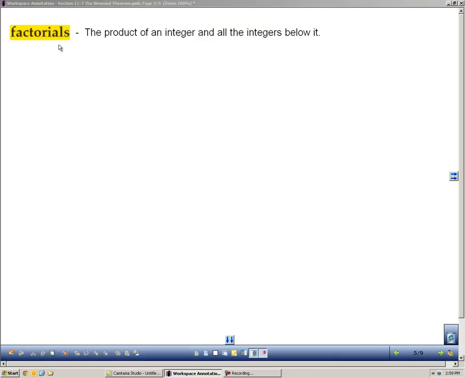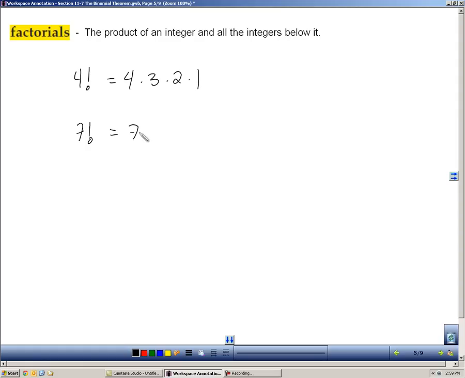Here we're going to define what a factorial is. Factorials are the product of an integer and all the integers below it. And we use an exclamation point to represent factorial. So what you see here is called 4 factorial. And what that means is 4 times 3 times 2 times 1. You multiply the 4 times all the numbers that come in front of it. So 7 factorial, 7 times 6 times 5 times 4 times 3 times 2 times 1. That's what a factorial means. You multiply by all the numbers that come in front of it.